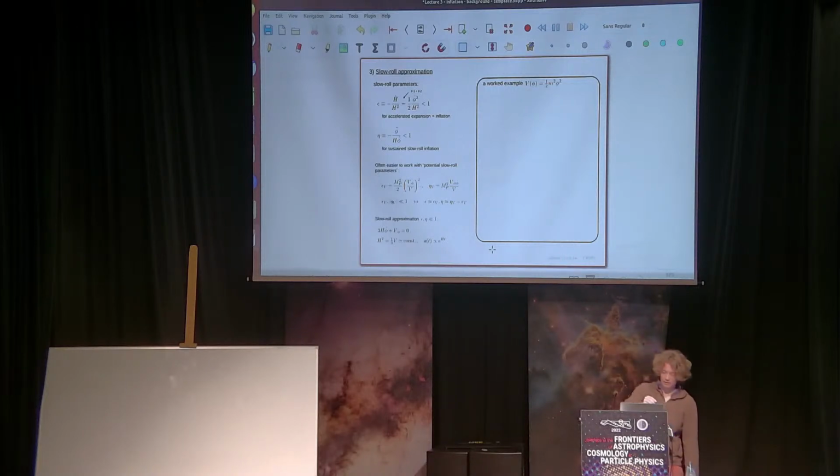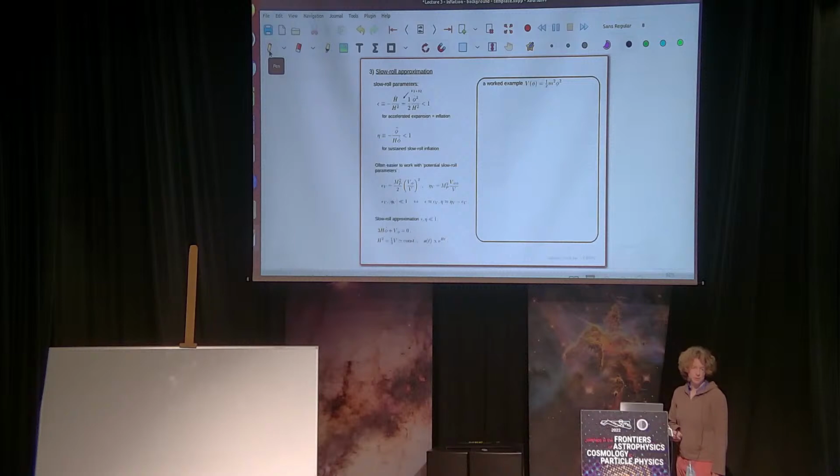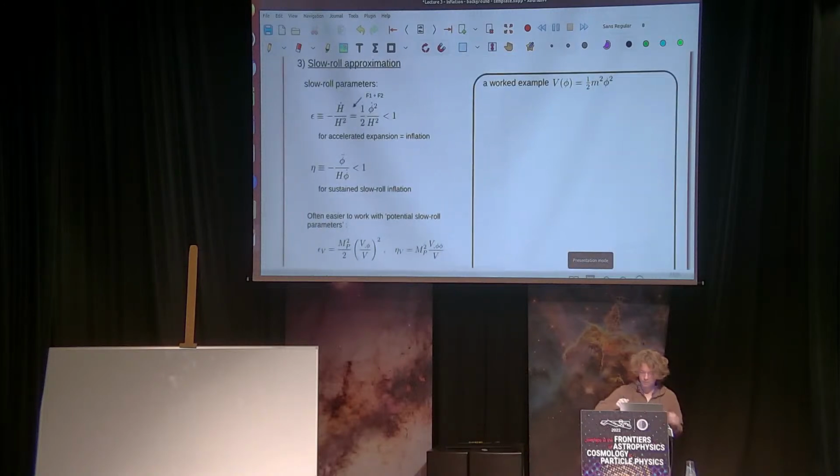Okay, so how does this look very concretely? Let's put the simplest potential that we can imagine, just an m squared phi squared potential. And then let me compute very concretely how inflation works in this model. To do so, I want to first introduce a new time coordinate.